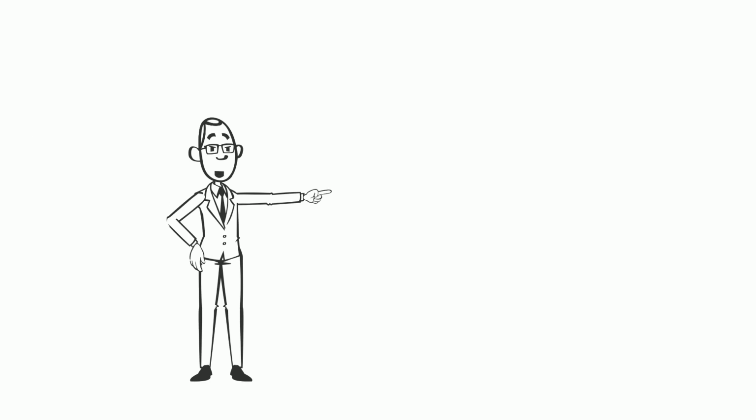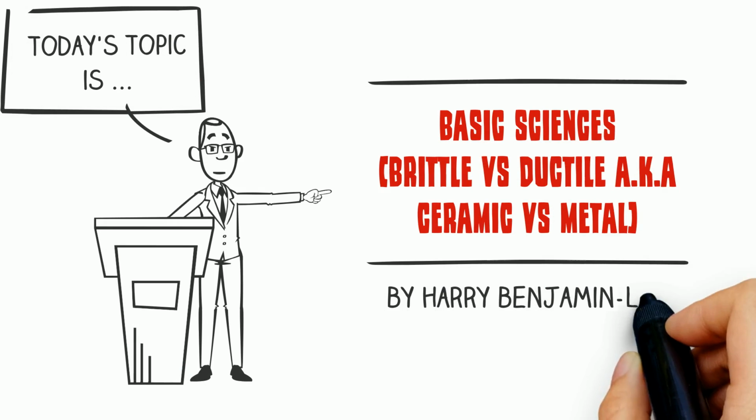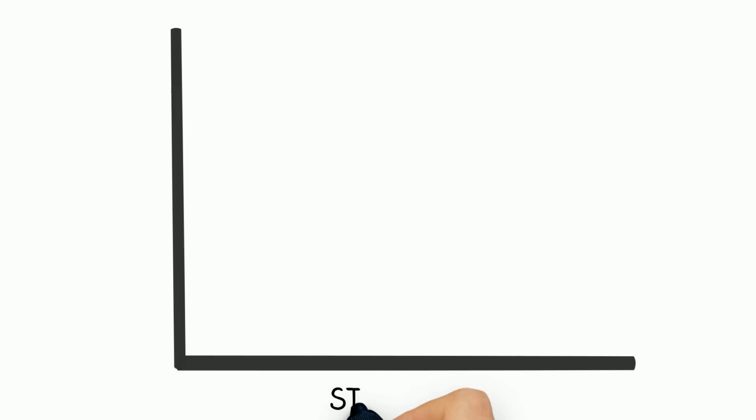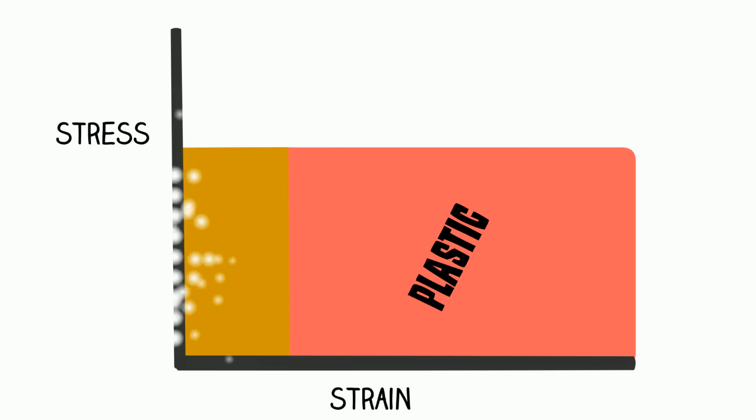Welcome to Basic Sciences. Today's topic is brittle versus ductile materials, also known as ceramic versus metal. In a stress-strain graph, strain forms the x-axis and stress forms the y-axis. There is an elastic zone and a plastic zone.